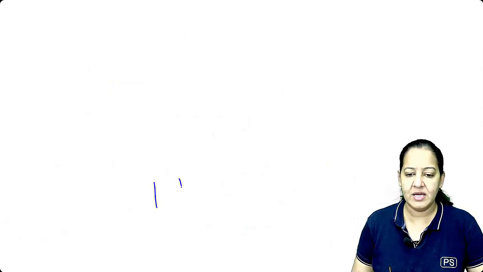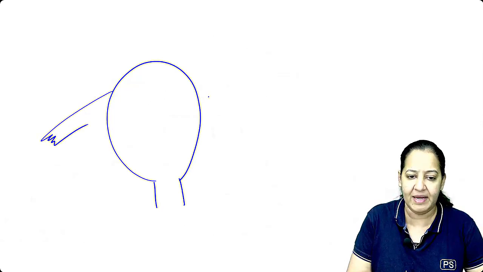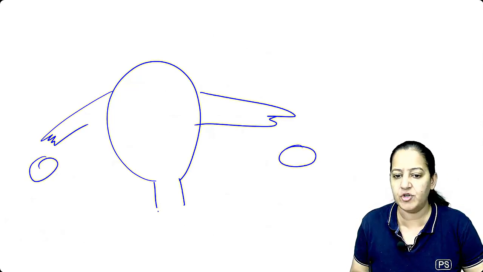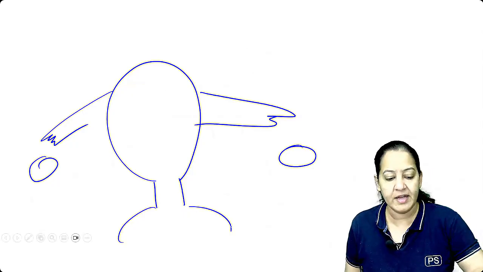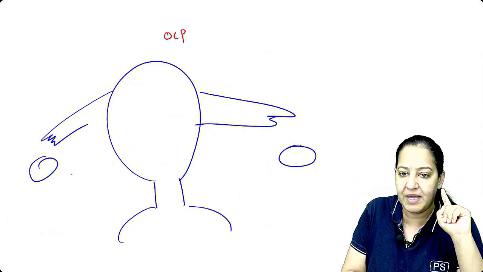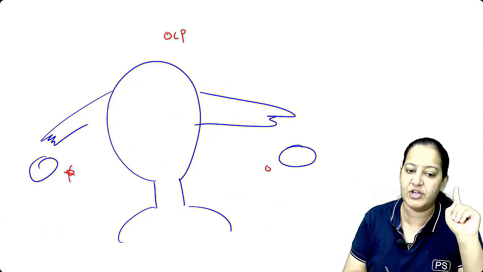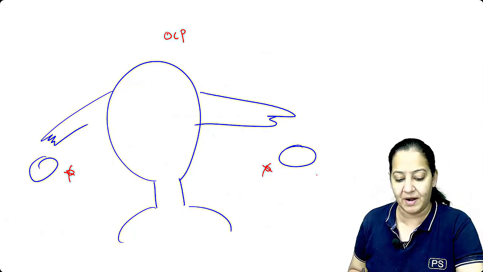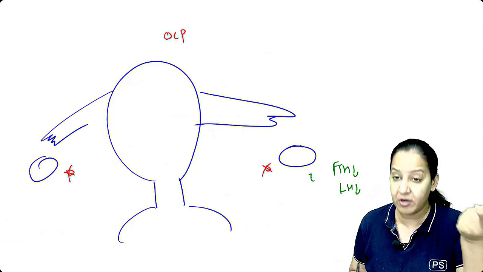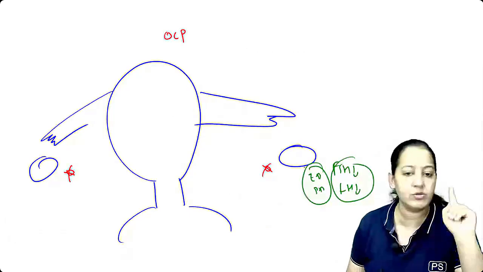Okay, let me draw the reproductive tract in a female. You can see I'm drawing the uterus, the fallopian tube, the ovary. This is the vagina. So what I said, in the female who is on OCP, ovulation will not take place. That is the main mechanism, inhibition of ovulation. The ova will not be released because in the blood, FSH and LH are low. FSH and LH are low because in OCP, estrogen and progesterone are high.